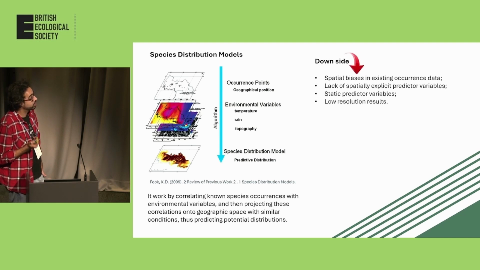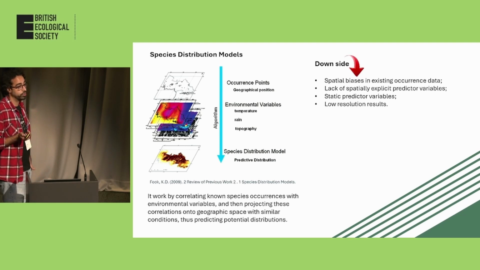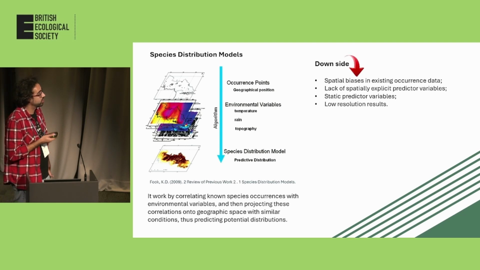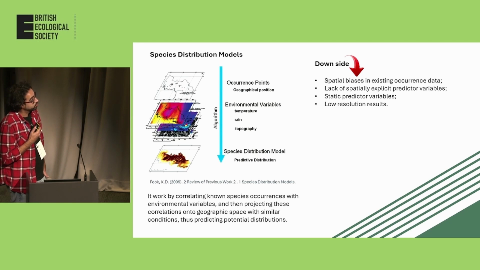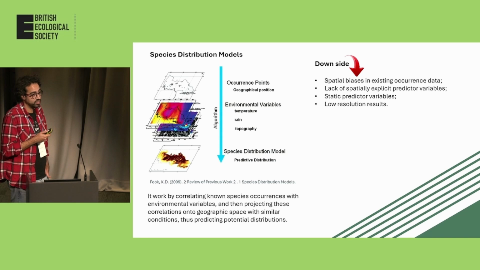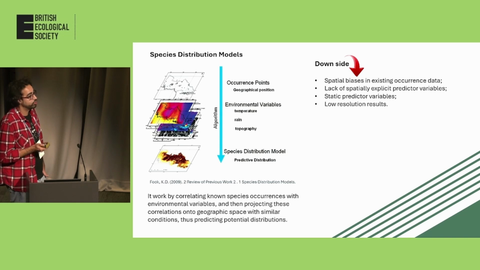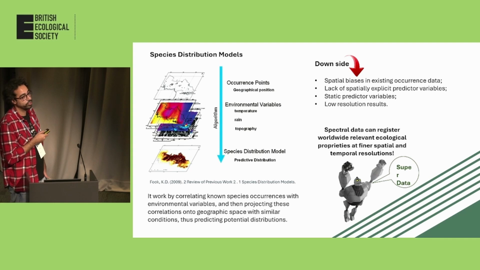But these have some downsides. We have problems with the presence data that can give us biased results. We have environmental predictors that are stable in time, and normally we have a low resolution associated with the results. But when we use spectral data, we can resolve most of these problems.